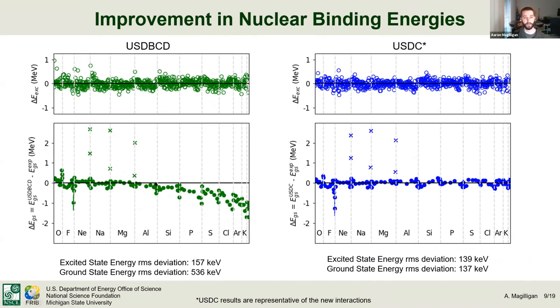You see that with USDB-CD, we get this fall off as you get to the top of the shell, and this causes problems with calculating separation energies at the top of the shell. But we solved that problem here, and we've maintained good agreement with the excited states and the ground states, except for these notable nuclei that stand out, which we will talk about right now.